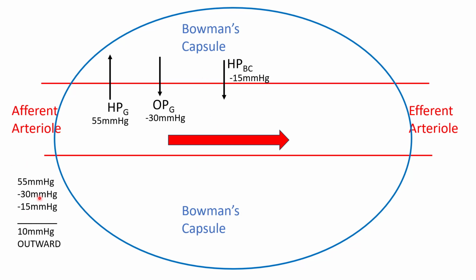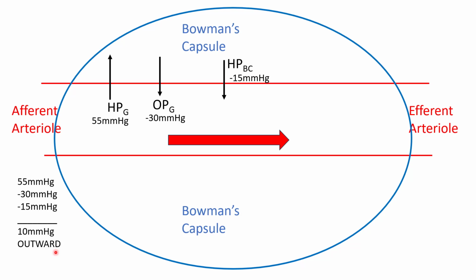So what we end up with is 55 mmHg, negative 30 mmHg, and negative 15 mmHg. We add those together and we get 10 mmHg of outward pressure. We call that the net filtration pressure, or NFP.